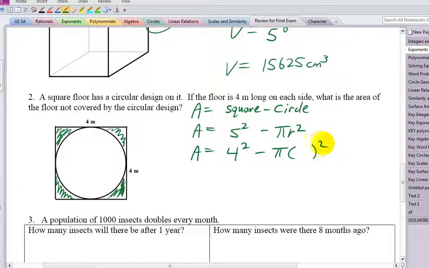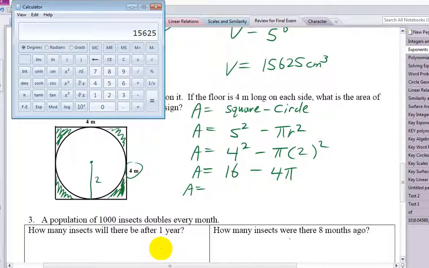What would be the radius? From the middle to the outside? You're right, it's 2, half of 4. Okay. So this could be an answer. 16 minus 4 pi. That could be even an answer for sure. Please go to your calculator and tell me what another possible answer might be. So you have to know how to do this without your calculator.